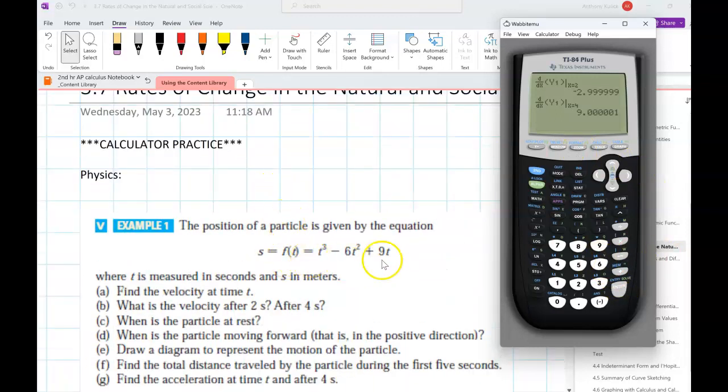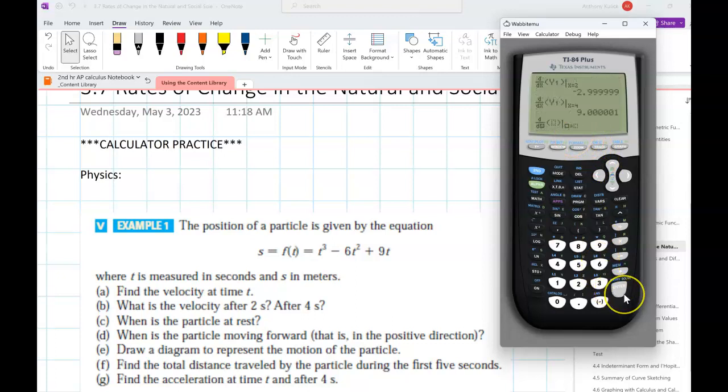So all I did is go to the y equals menu and type in my original function. Everybody's okay there? Once I've done that, I went back to the main screen. I pressed the math button, and the command I'm looking for is nderive.